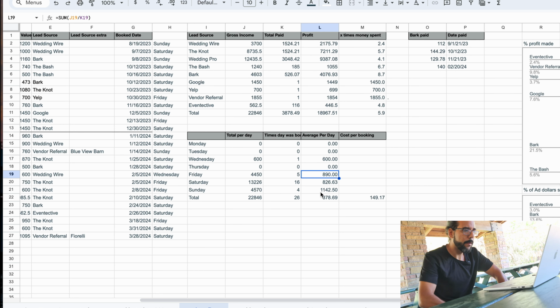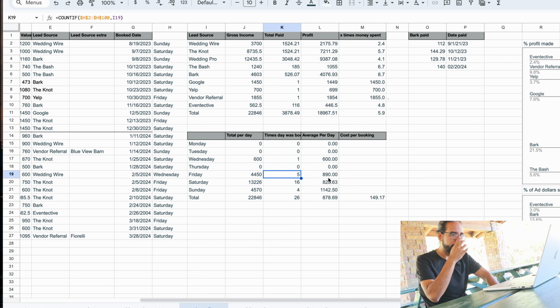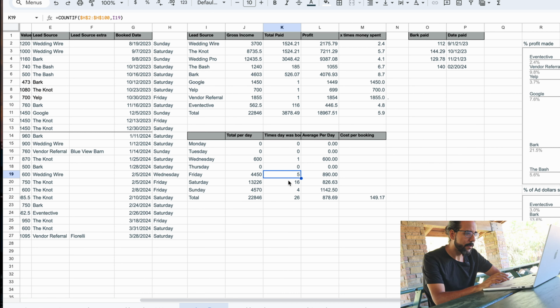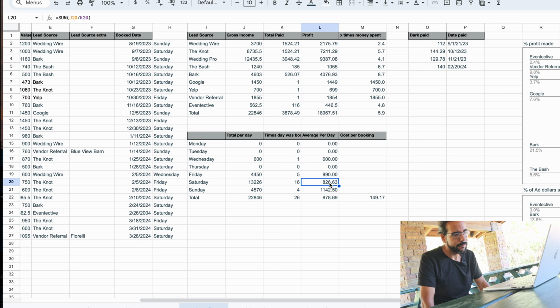It was really good family though. Here's my Friday, Saturday, Sunday costs. I've had five bookings on Fridays so far over the past 6 months, averaging out $890. 16 bookings on a Saturday, $826 is the average per booking there. So definitely a little bit lower than the goal.